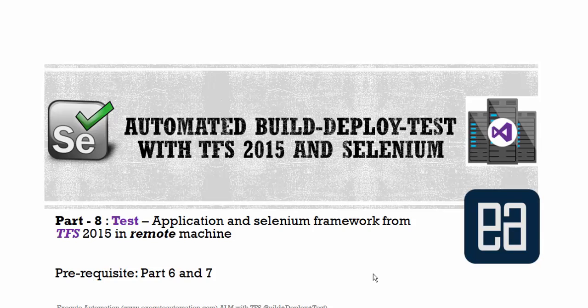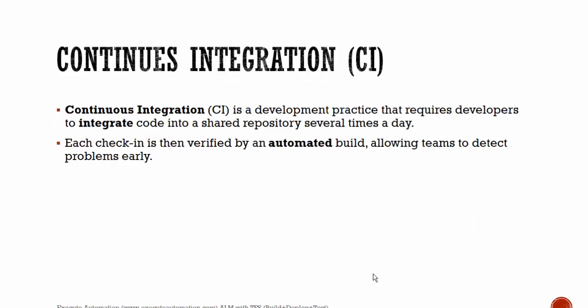And in this part we'll be talking about testing our application and Selenium framework from Team Foundation Server 2015 in a remote machine. So before watching this part, I would request you to watch part 6 and 7, since this part is going to be a continuation of those two parts. This video series is a part of our ALM with Team Foundation Server video series. Alright, so let's get started.